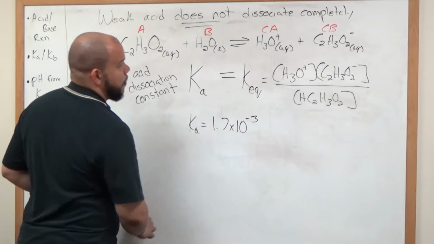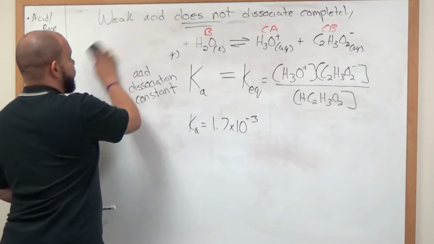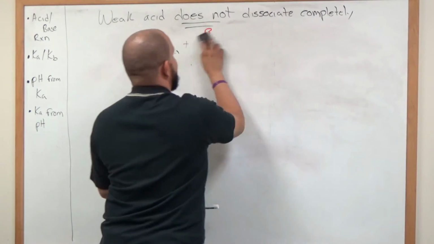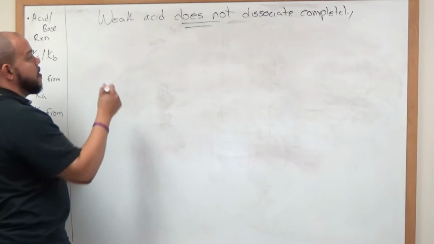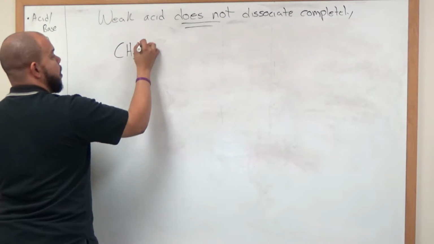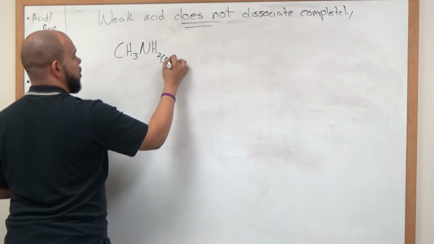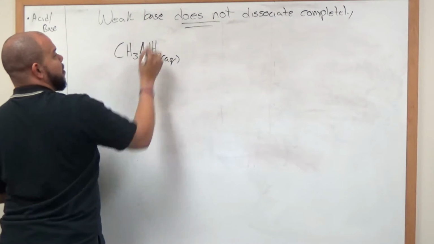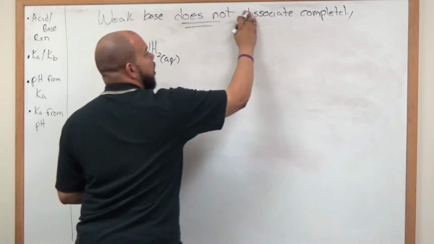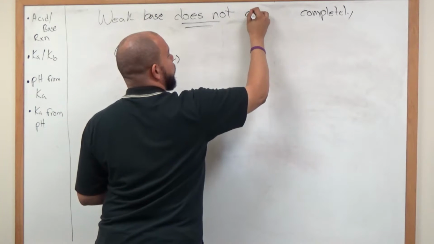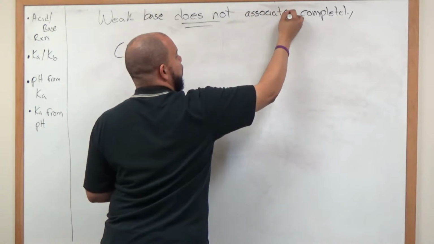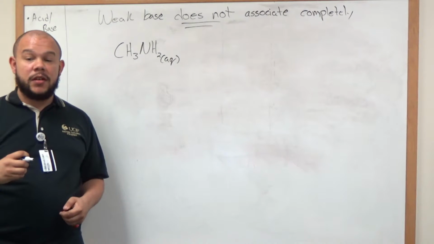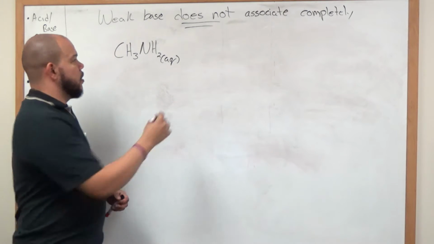All right, let's talk about bases. Okay, in this case, we're going to use methylamine as the base. And now we're going to say that a weak base does not associate completely. And the reason I'm changing the words here, associate, is because a base, remember, accepts protons. A base accepts protons.